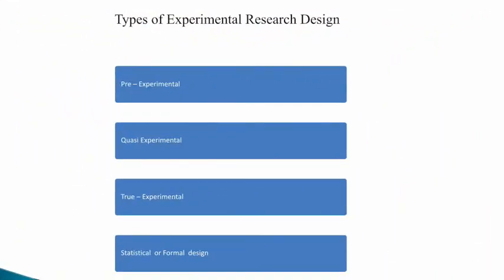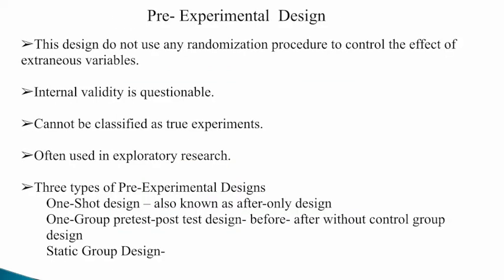We will take up all the types of pre-experimental design one by one along with examples. So now, without taking too much time, let's move on to the presentation. First, a quick revision of the types of experimental research design: pre-experimental, quasi-experimental, true experimental and statistical or formal design. Let's begin with pre-experimental design.